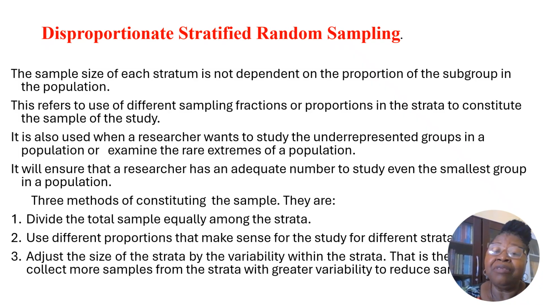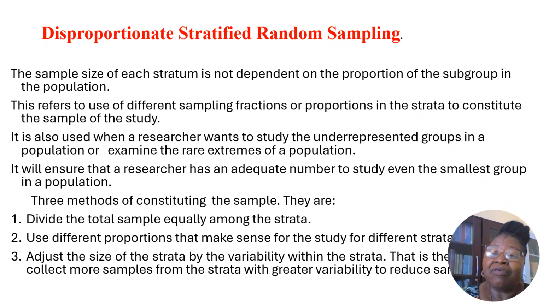The sample size of each stratum is not dependent on the proportion of the subgroup in the population. This refers to the use of different sampling fractions or proportion in the strata to constitute the sample of the study. It is also used when a researcher wants to study the underrepresented groups in the population or examine the rare extremes of a population. It will ensure that a researcher has an adequate number to study even the smallest group in the population.